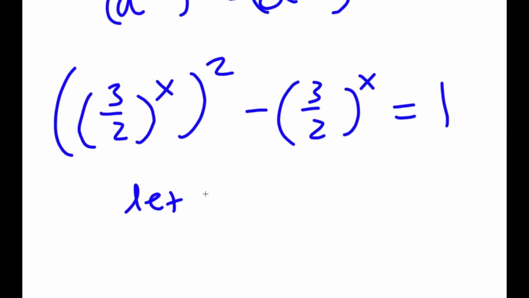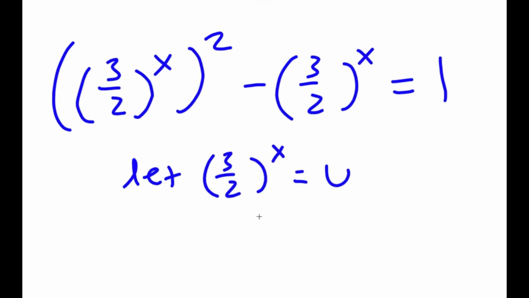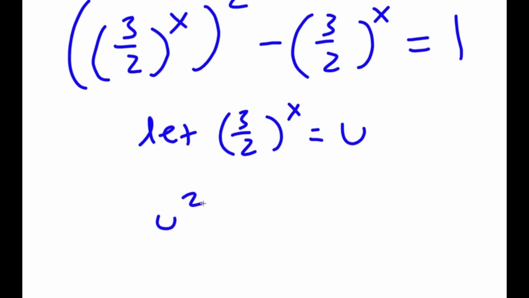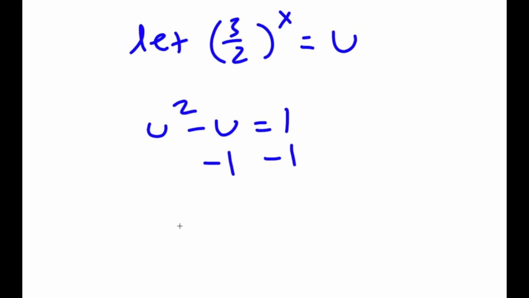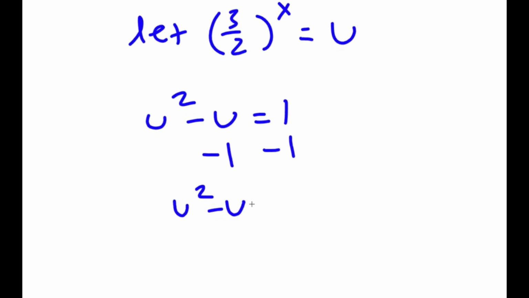Now I'm going to let 3 over 2 to the power of x equal the variable u. So now I have u squared minus u is equal to 1. And now I can subtract 1 on both sides, so I get u squared minus u minus 1 is equal to 0.